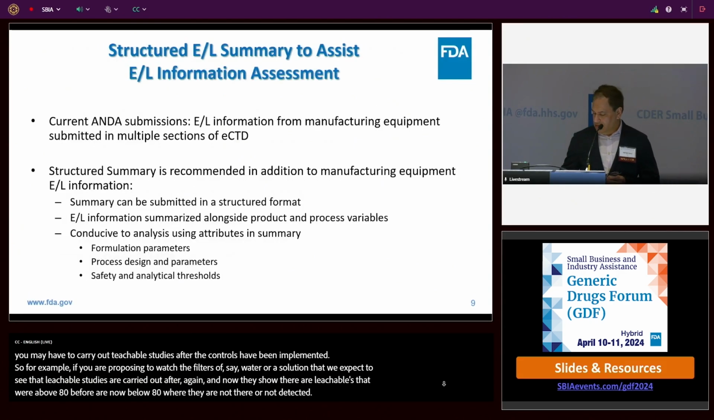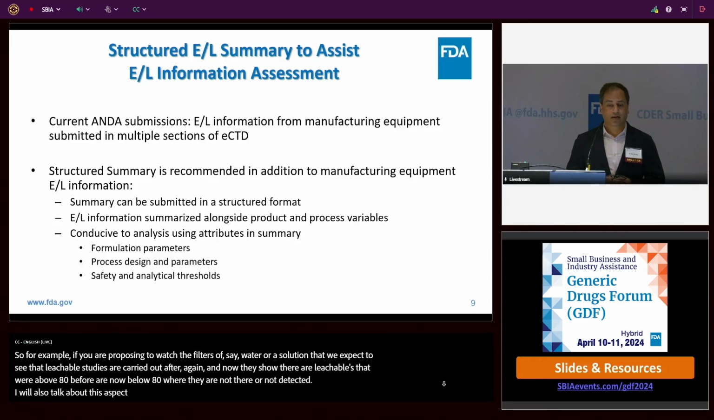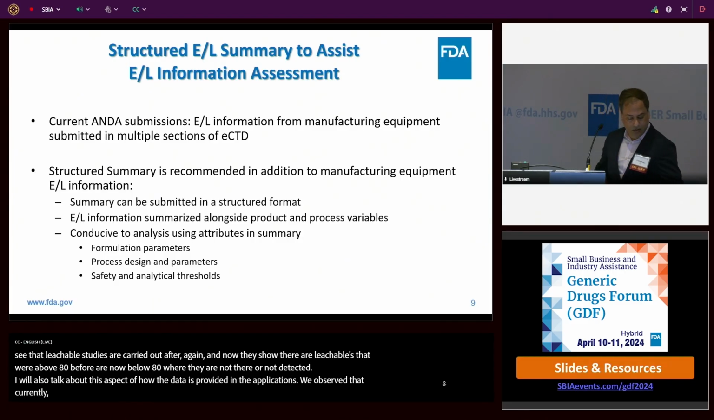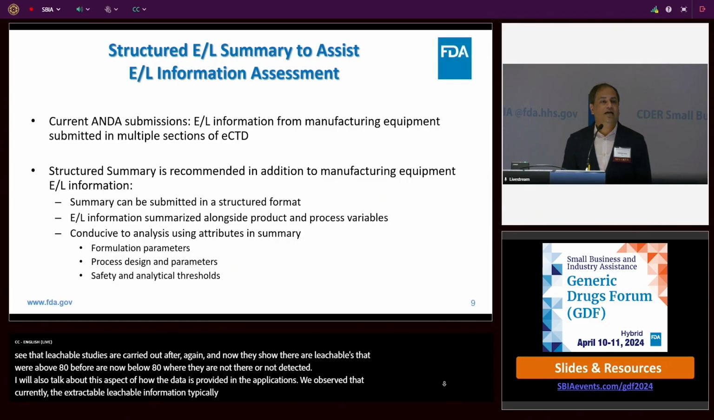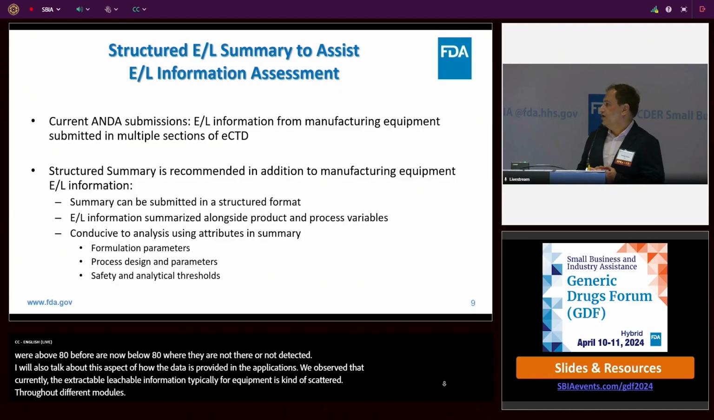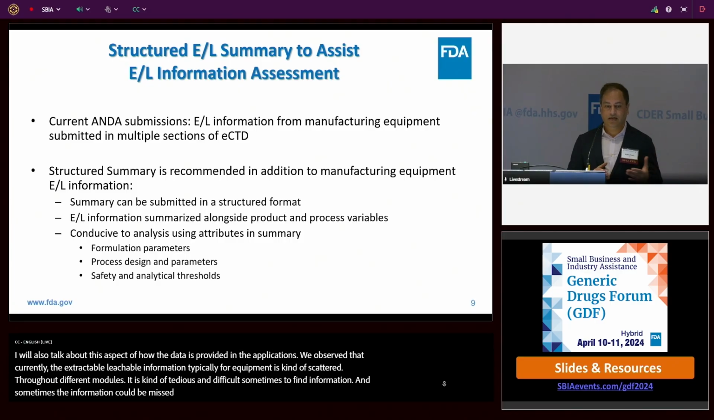I'll also talk about this aspect of how the data is provided typically in the ANDA applications. So we observe that currently the extractable leachable information typically for the equipment is kind of scattered throughout different modules, and it's kind of tedious or difficult sometimes to even find the information. And sometimes the information could be missed if it is not easily accessible.